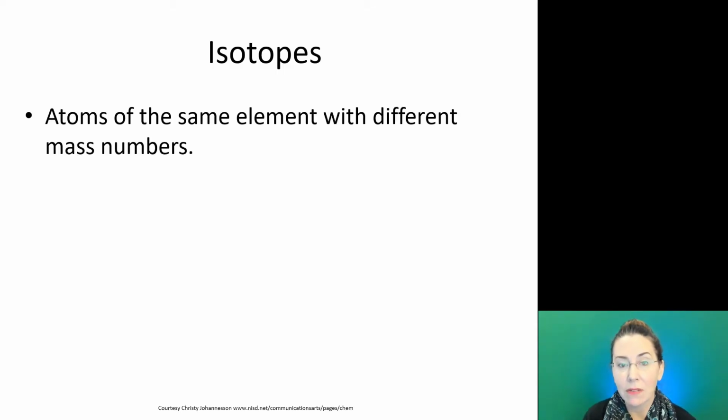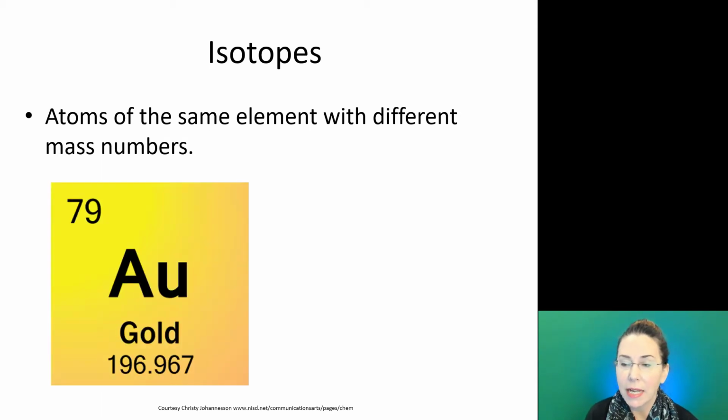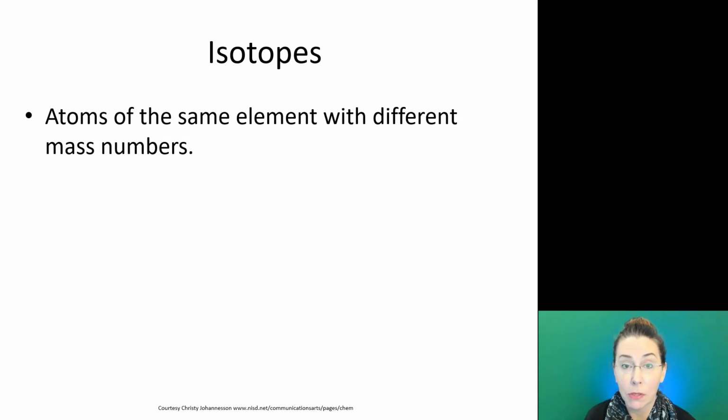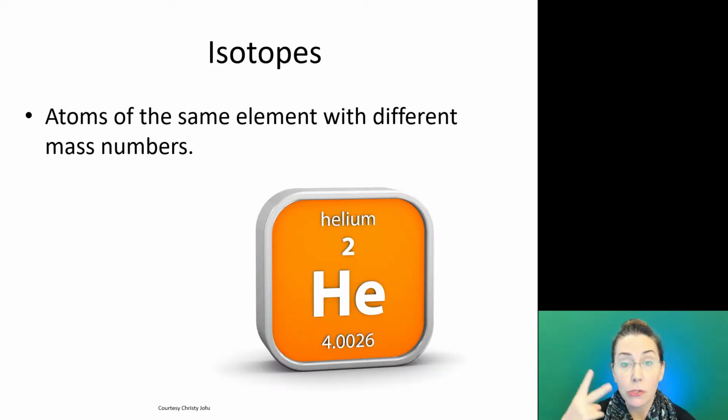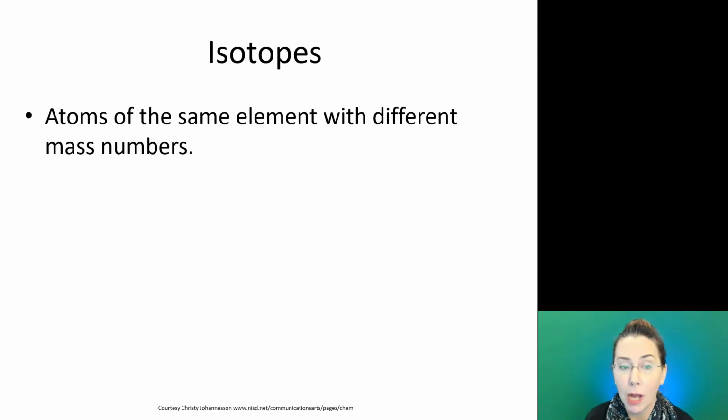Isotopes are atoms of the same element with different mass numbers. So let's break that down for just a moment. We know that every atom of an individual element, for example, gold, will have exactly the same number of protons, just like every atom of helium will have the exact same number of protons. Helium is atomic number 2. That means it has 2 protons, no matter what.